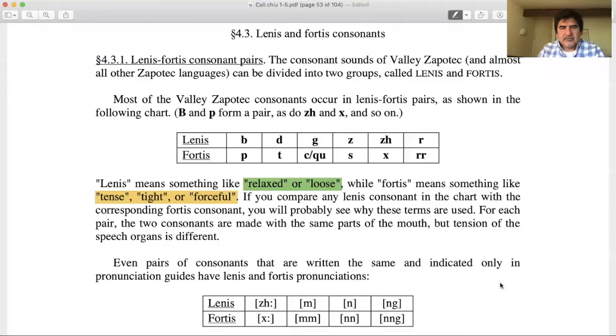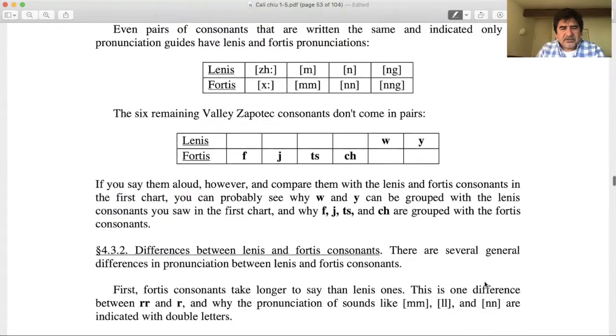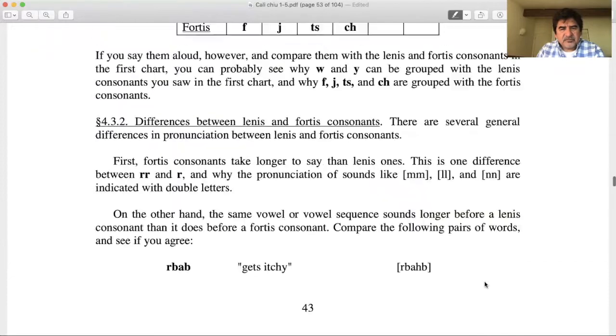Again, I think the best way I can help you learn Zapotec is by me saying the words and then you trying to pronounce them just the way I do. As usual, I'm going to be sharing my screen with you so you can follow along. All right, so here we go. This is 4.3, lenis and fortis consonants. It's on page 43, just in case you have your book.